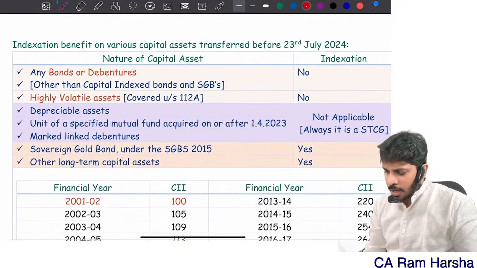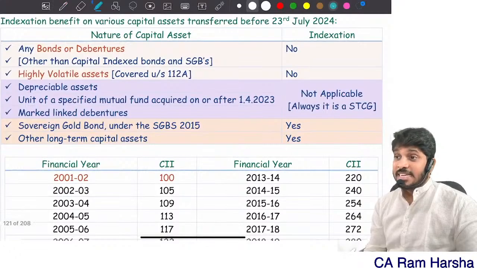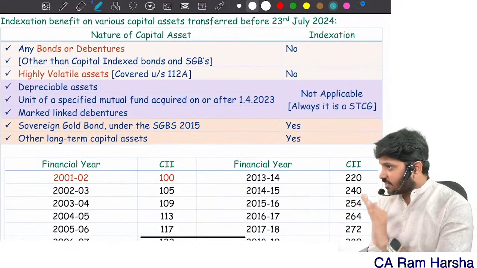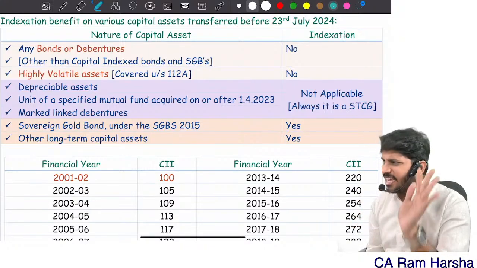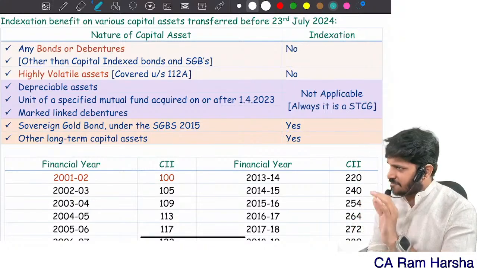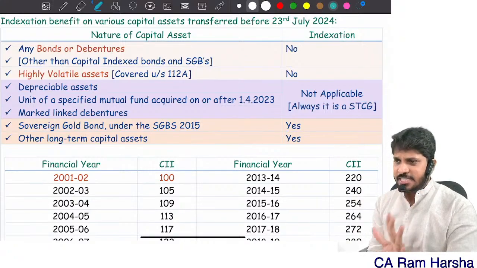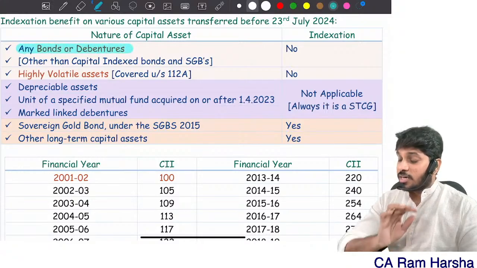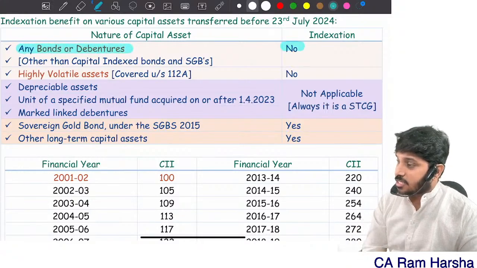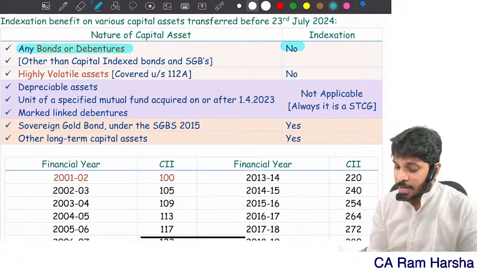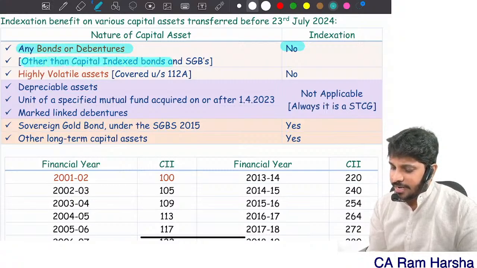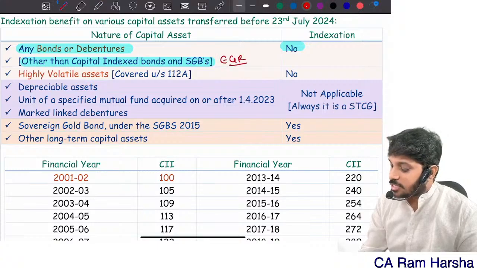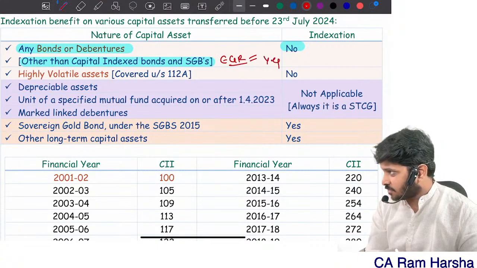So now remember, indexation facility is not available even before 23rd July on certain assets. Throughout the entire income tax life cycle, indexation is not at all available on these assets. What are they? Bonds and debentures. They are not at all eligible for indexation. However, capital indexed bonds and sovereign gold bonds, even electronic gold receipts, these are all eligible for indexation.